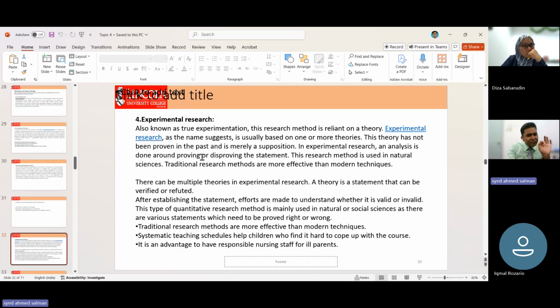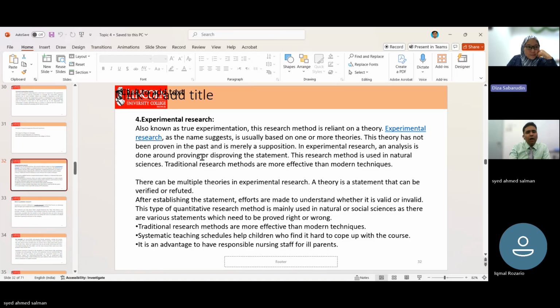Traditional research methods are more effective than modern techniques. Now, this one is already proven in the theory. Now you are testing the theory. Traditional research methods are more effective than modern techniques. Now again you are testing this research based on the theory. Got it?